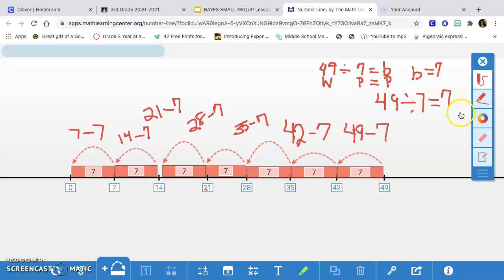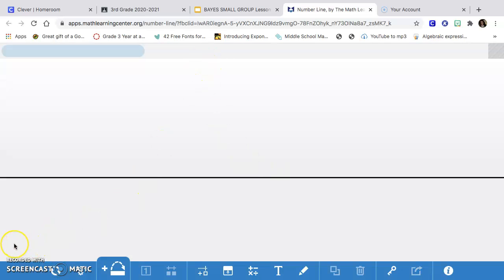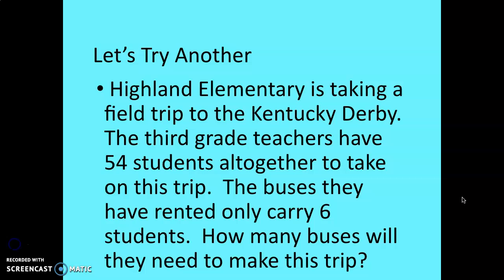So remember, I'm going to come down here and clear this off, and then I'm going to start a new problem. So let's try one more. This problem is going to be about a field trip. Highland Elementary is taking a field trip to the Kentucky Derby. The third grade teachers have 54 students all together to take on this trip. The buses they have rented only carry 6 students. How many buses will they need to make this trip?